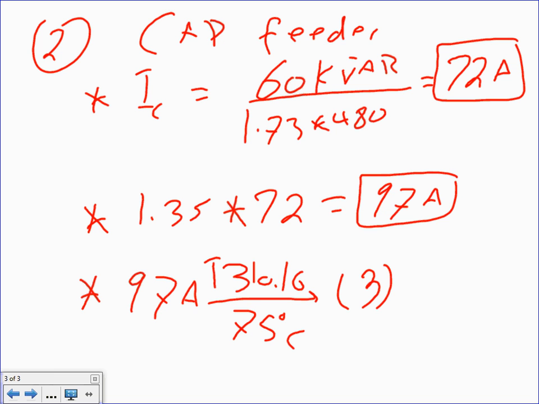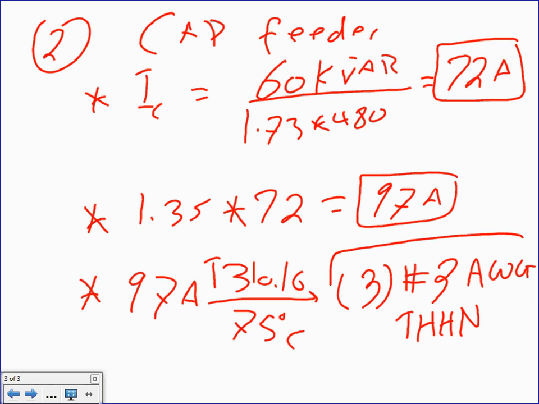3 conductors, each one of them is number 3 AWG, with a ground, THHN, assuming they're indoor for the most part. Why 3 conductors? I don't need a neutral. There's no neutral for them.